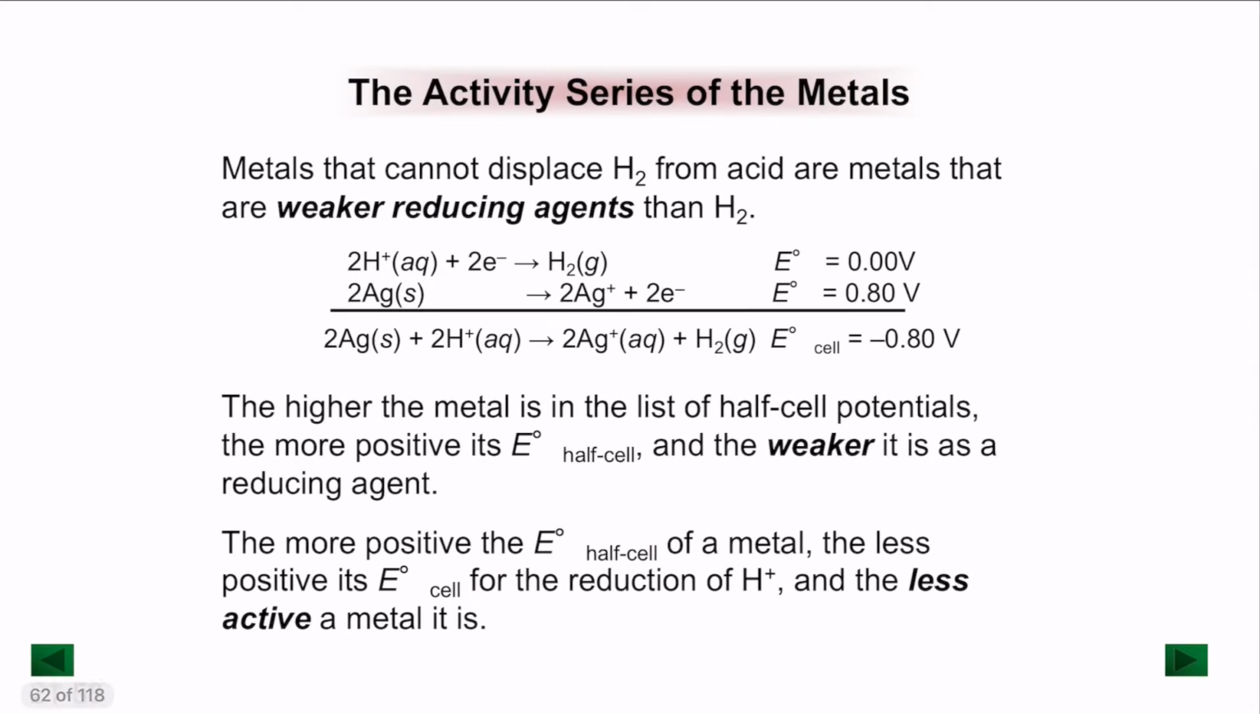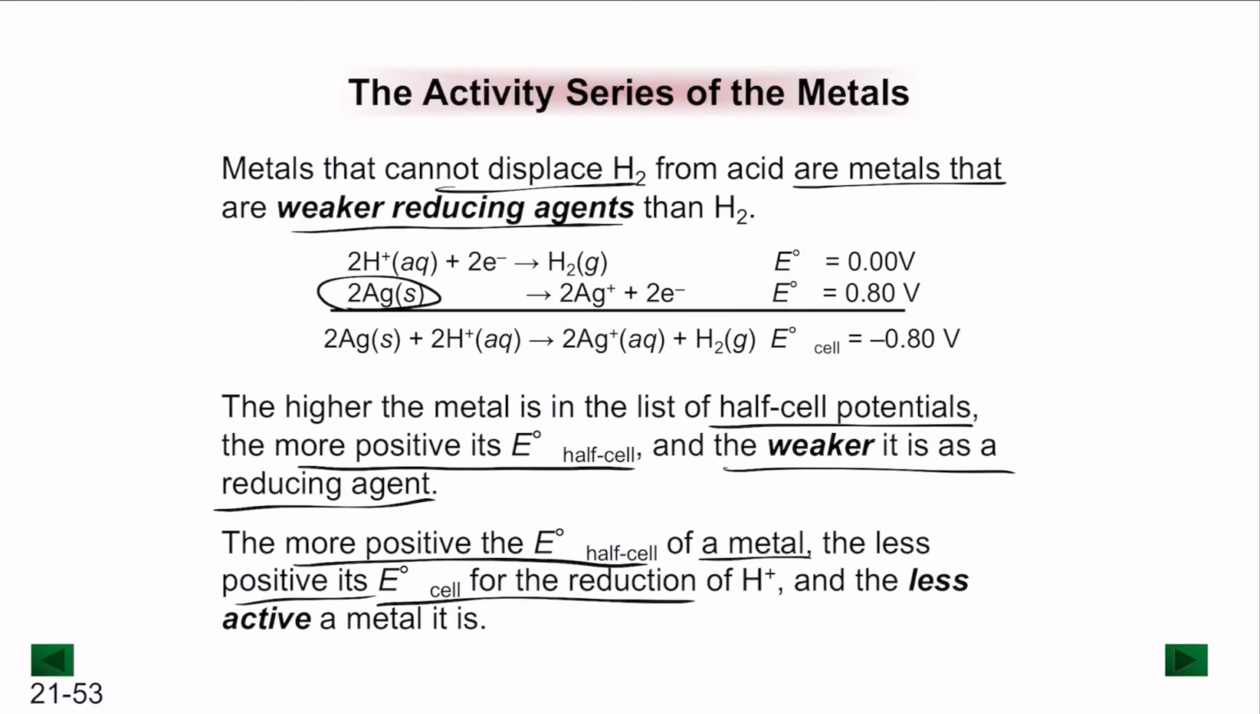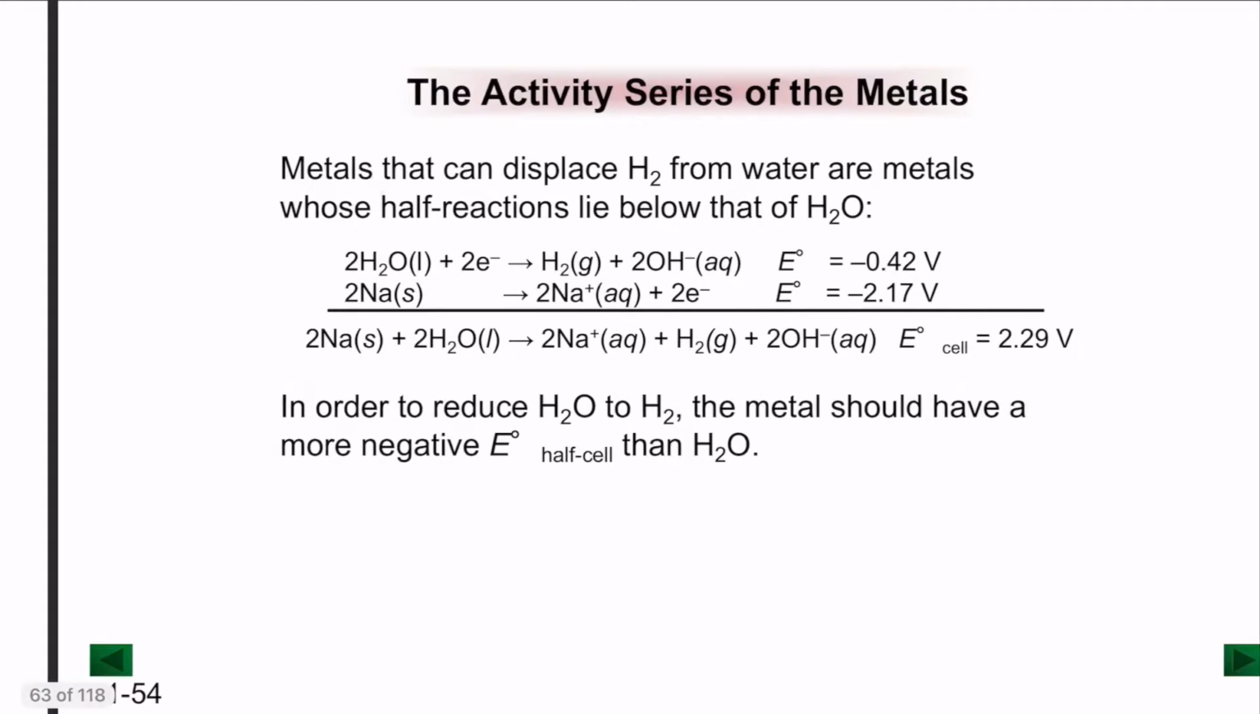So metals that cannot displace hydrogen from acids are generally weaker reducing agents. For example, silver is a metal that generally cannot displace hydrogen from the acid. So the higher the metal is in the list of half cell potentials, the more positive its half cell value and the weaker it is as a reducing agent. So the more positive the half cell value of a metal, the less positive its E cell value for reduction of H plus, and therefore the less active the metal is.